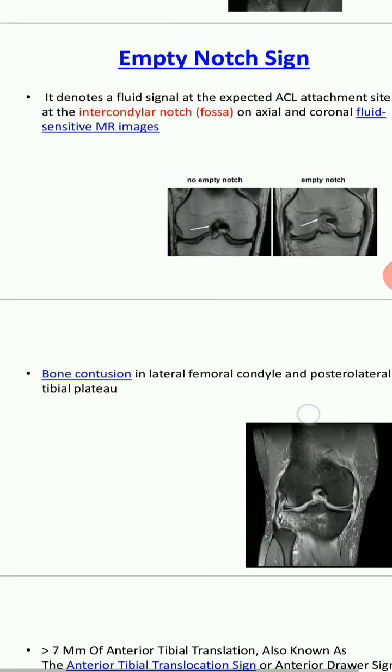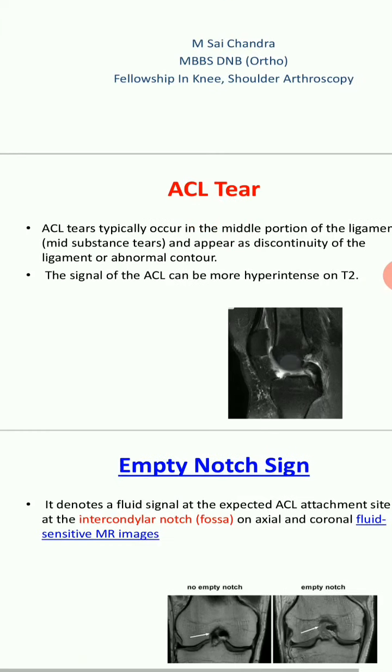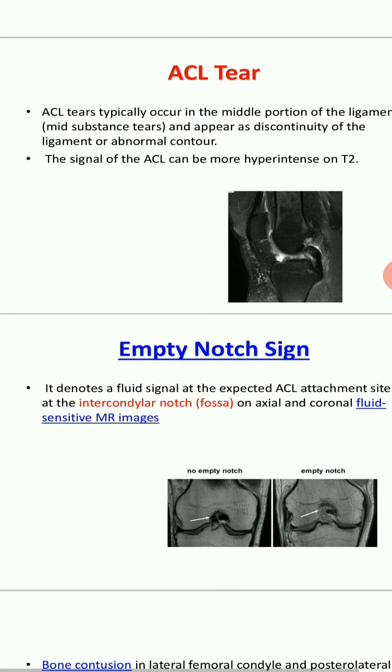So in this video I would like to highlight that whenever there is an ACL tear, we should always check for the secondary signs. We should always check the condition of the meniscus, medial meniscus and lateral meniscus. We should check for any bony contusions. We should check the PCL. We should also check the MPFL, MCL, and PLC.